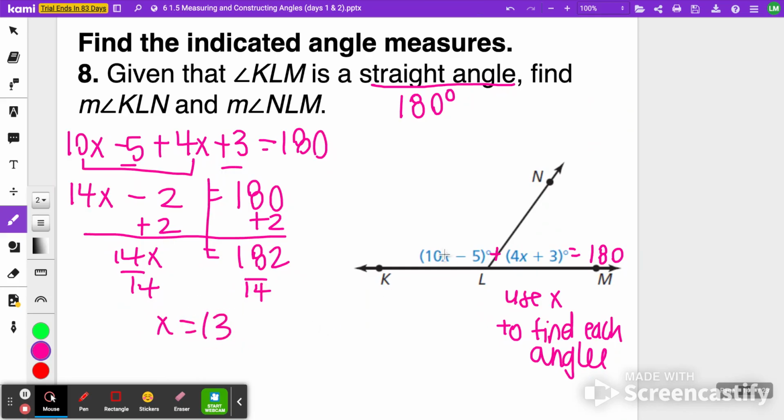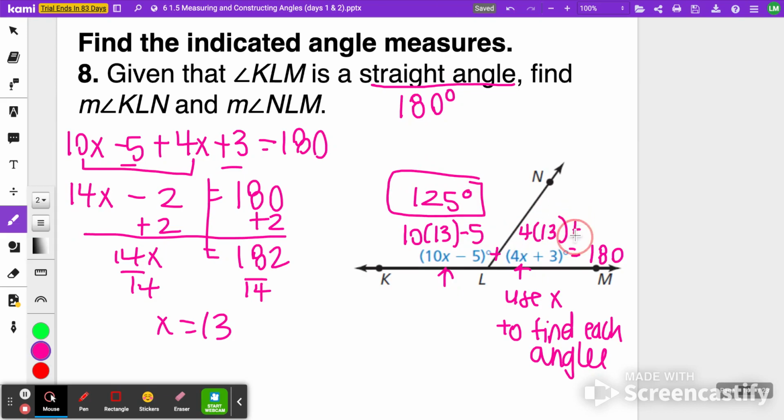Now that I know what x is, I'm going to plug in x wherever I see an x for each individual angle. So KLN, let's do that first. I'm going to do 10 times 13 minus 5. 10 times 13 is 130, minus 5 is 125. So this angle is 125 degrees. For NLM, I'm going to do 4 times 13 plus 3. 4 times 13 is 52, and 52 plus 3 is 55. Both of these added together, that 55 and the 125, should add together to be 180, and that's how you can also check your answer.